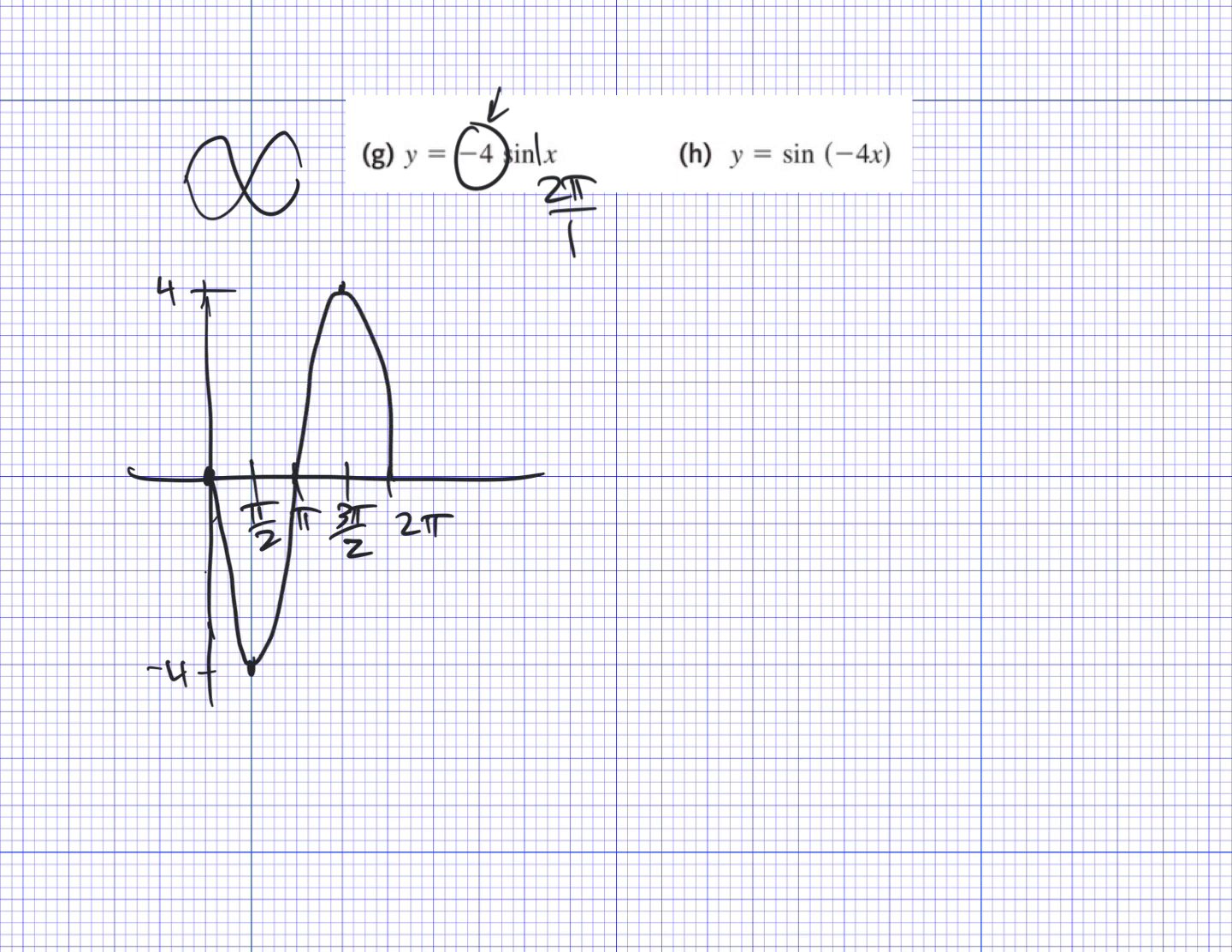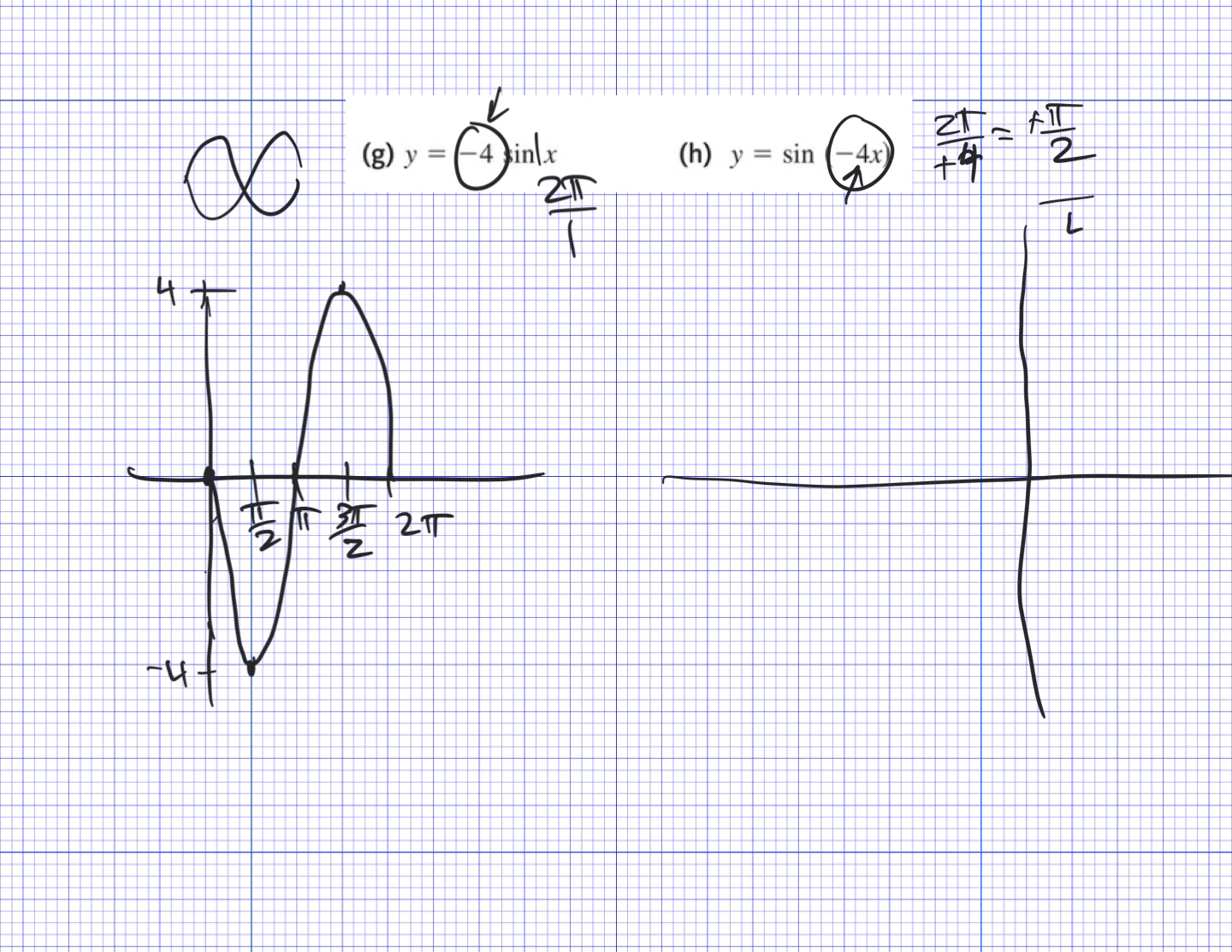H, that flips it horizontally. So what does that mean? What's it look like? Watch what happens. First of all, b is 2. So 2 pi over negative 4 is negative pi over 2. So our distance really isn't negative. Our period is still pi over 2. It's the same as one of the last ones we just did.